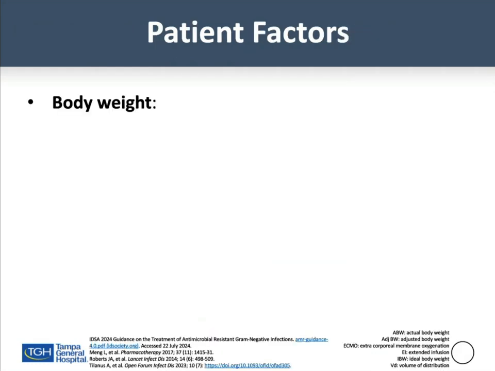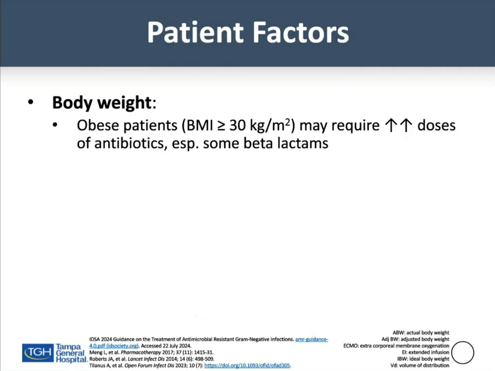So other patient factors that are going to go into our drug dosing: body weight. We're not going to be dosing an underweight patient the same as an obese patient. So in some of our obese patients, we may need to increase the drug dosing that we give, especially our beta-lactams. More adipose tissue, more body weight, that's where our drugs can certainly penetrate to. So we may need to increase our doses to maintain the same drug concentration.